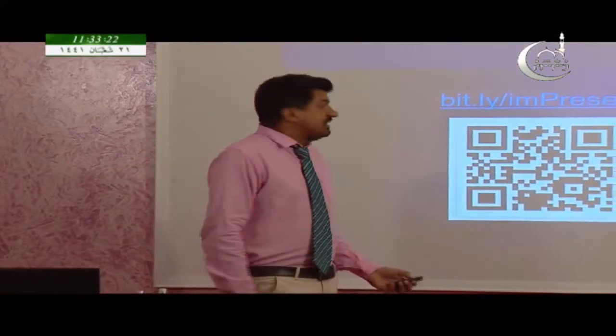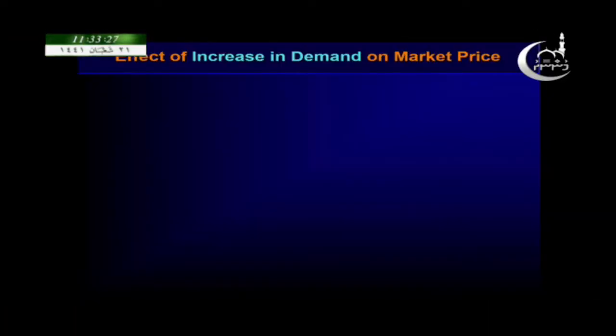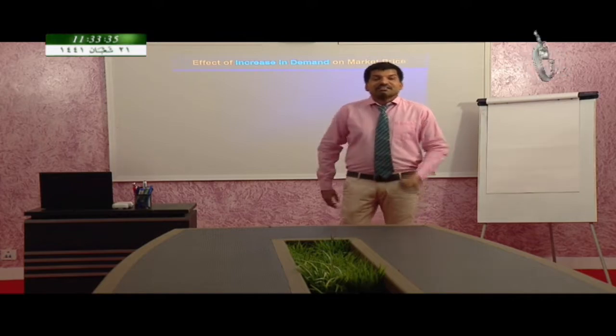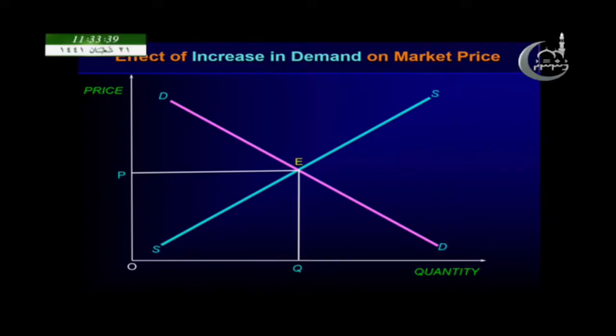Before we move on to this topic, just have a look at this summary of the previous lesson we discussed. In the previous lesson, we discussed the impact on market price due to increase in demand, decrease in demand, increase in supply and decrease in supply. So look at this effect on the market equilibrium. The first step, we should draw the demand curve and supply curve, where P is the initial equilibrium price and Q is the initial equilibrium quantity.